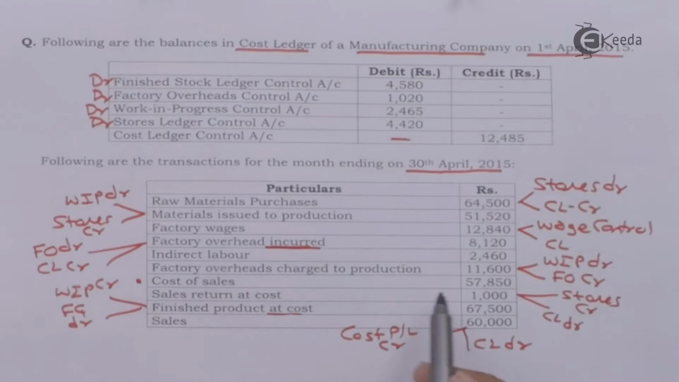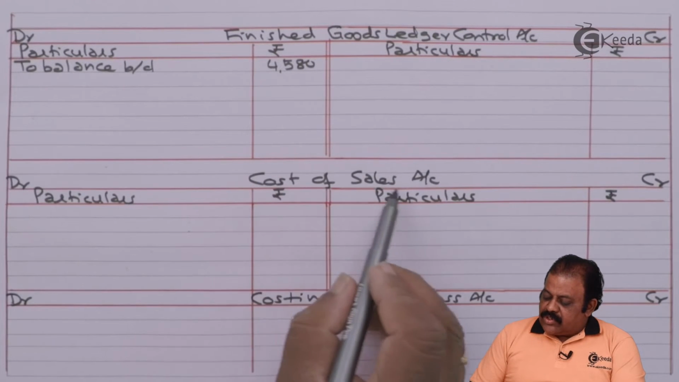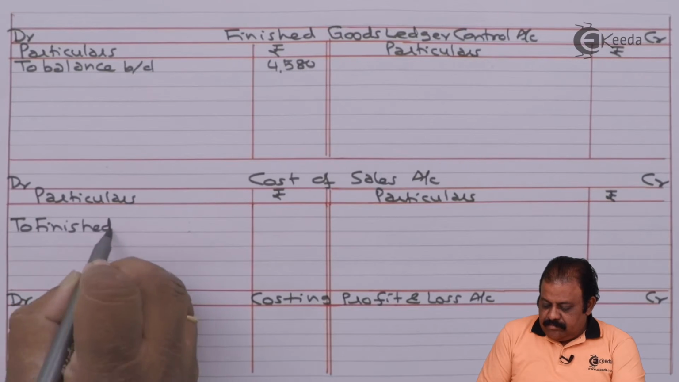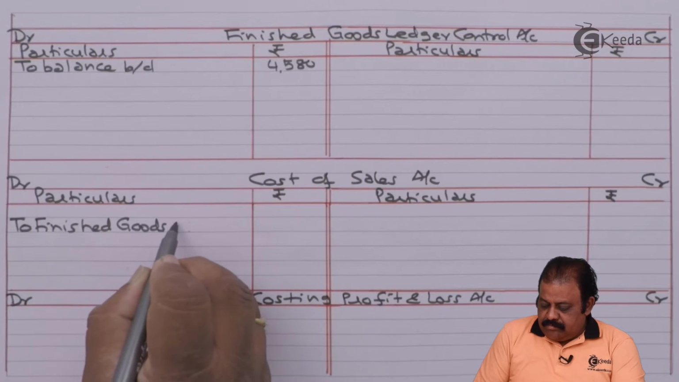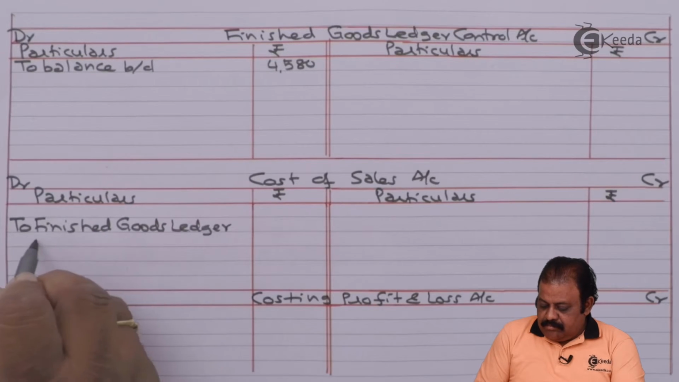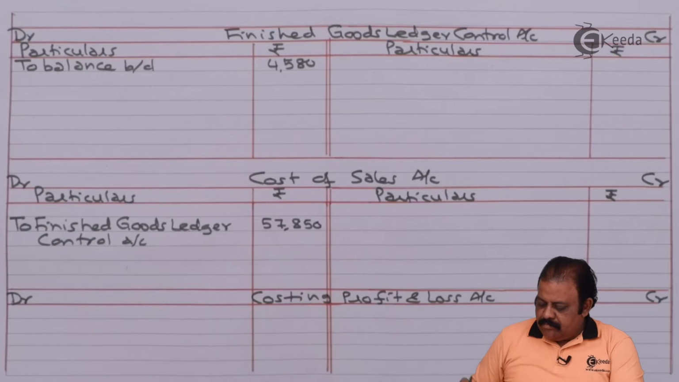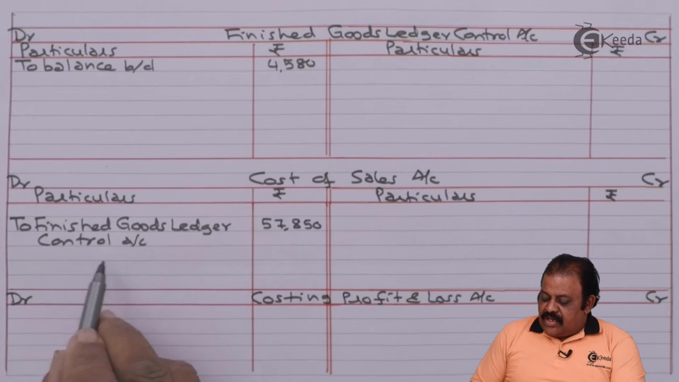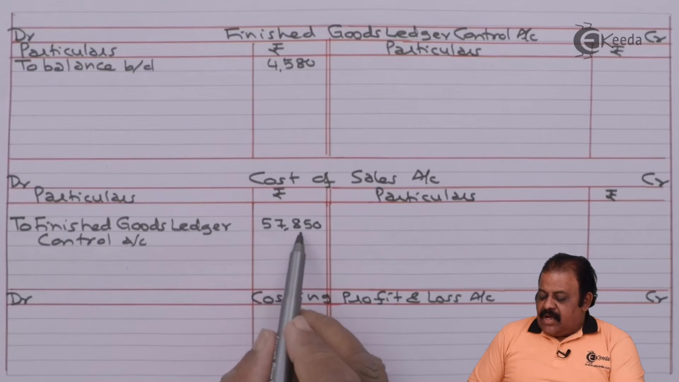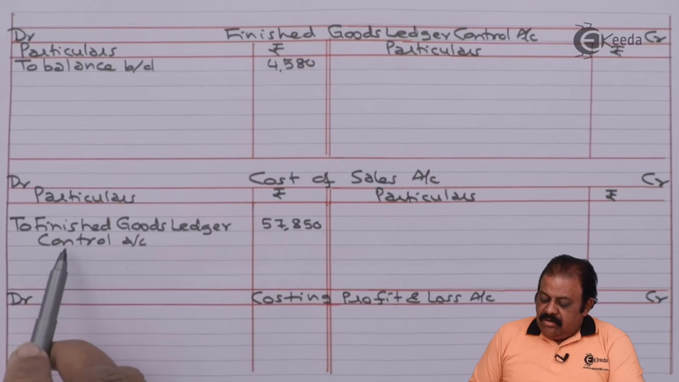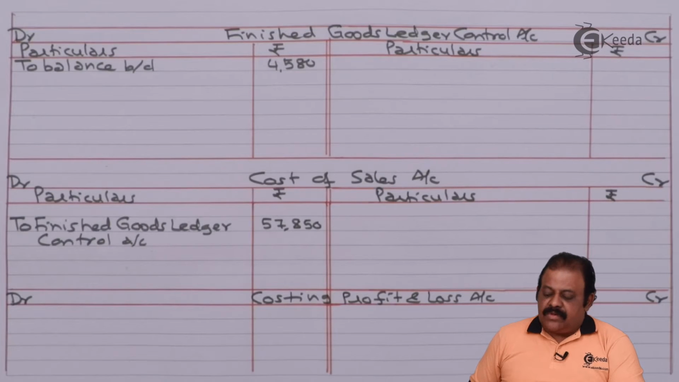11,600. Cost of sales, 57,850. This will be debited to cost of sales. To finished goods ledger control account, 57,850. This will be then credited to finished goods ledger control account.